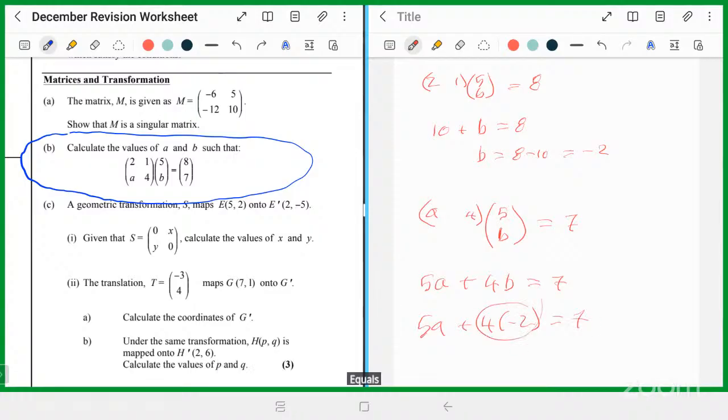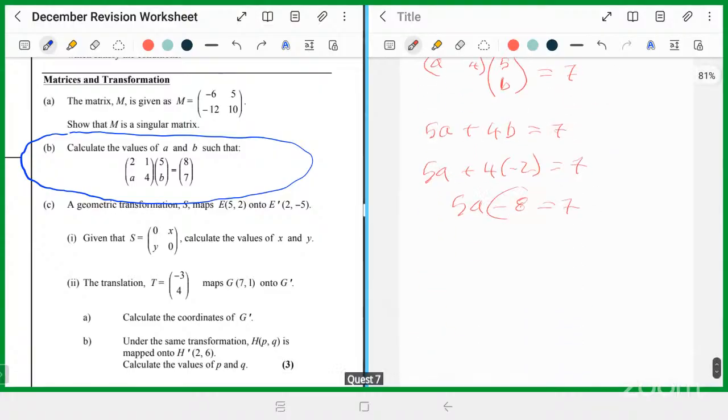4 times negative 2 is negative 8. 5A minus 8 equals 7. You take the minus 8 and bring it over here, add it. You get 5A equals 7 plus 8. 7 plus 8 is 15. And then to find this A, you're going to divide by this 5. So the A becomes 15 over 5. A equals 3. That is it.